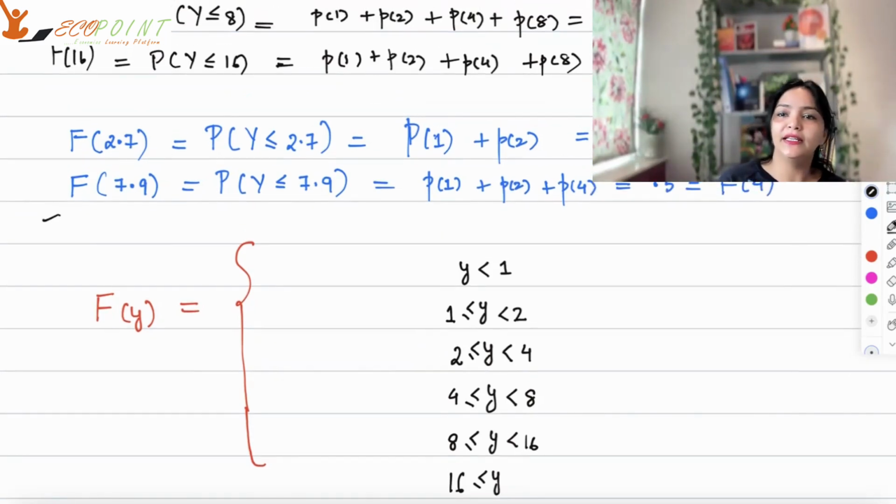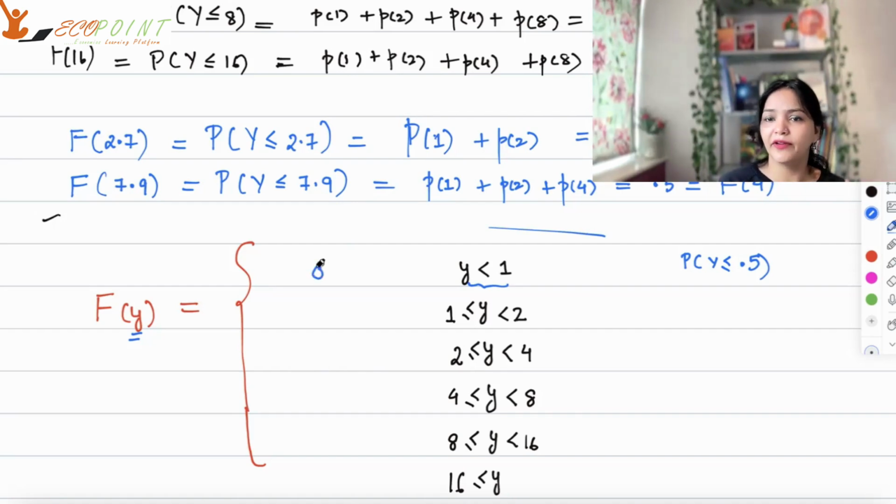So what is capital F when y is less than 1? Well, say we are taking y as strictly less than 1, for example 0.5. So that means I'm interested in capital F, which is probability y less than or equal to 0.5. I'm just taking a random value which falls under this category. Probability y less than or equal to 0.5 will just be 0, because the first value that y takes is 1. So this will just be 0.